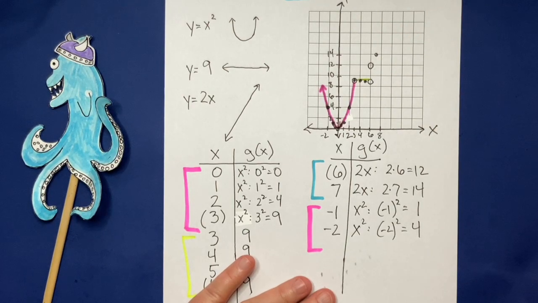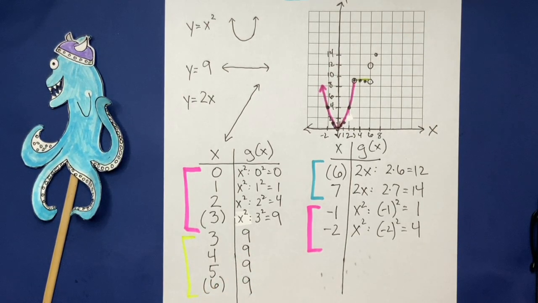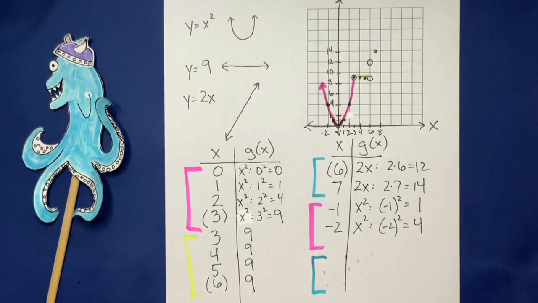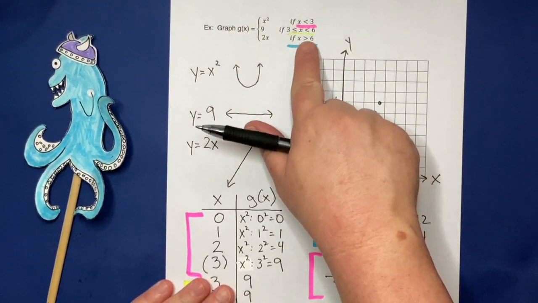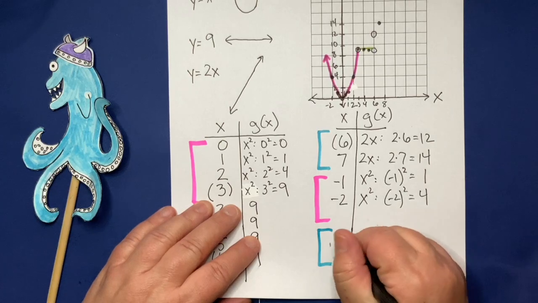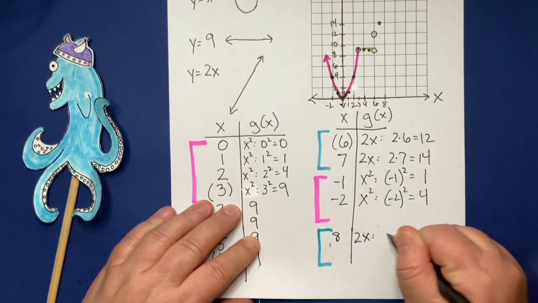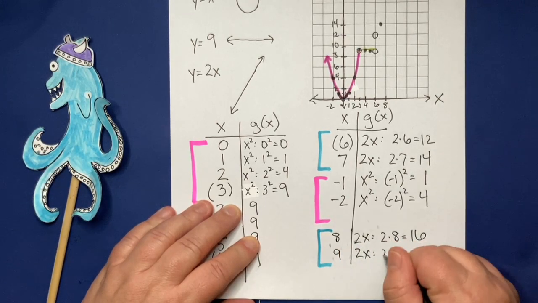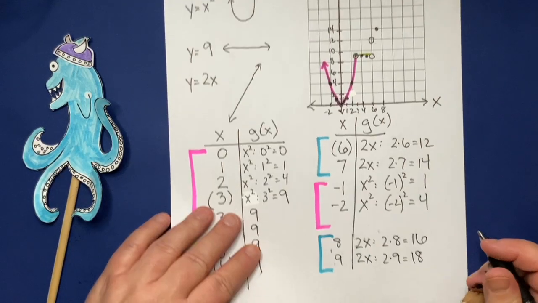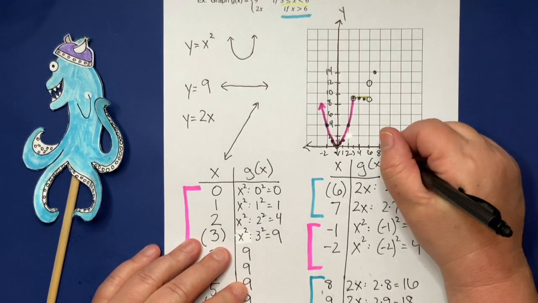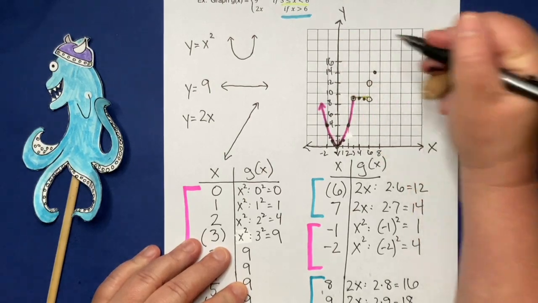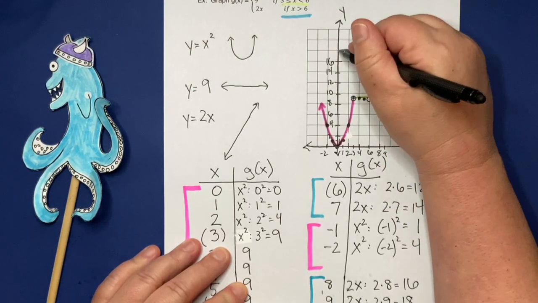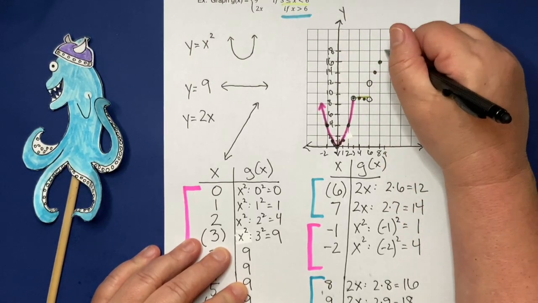And in fact, I might go ahead and draw one more, because I'm not really sure where this is going. So let me give it a couple more, because this says anything greater than 6. So I could choose 8, and that's going to be in 2x land. 2 times 8 is 16. And 9 will also be in 2x land. 2 times 9 is 18. So for 8, I'm at 16, and for 9, I'll be at 18, right there.